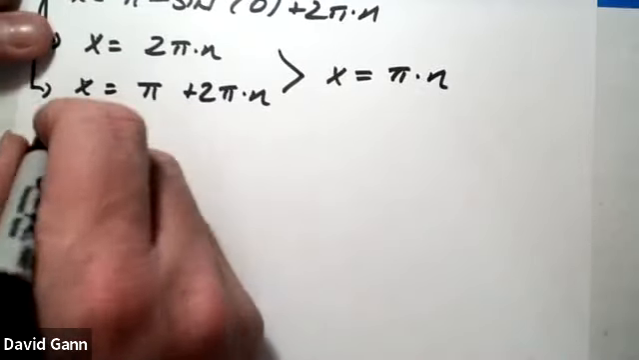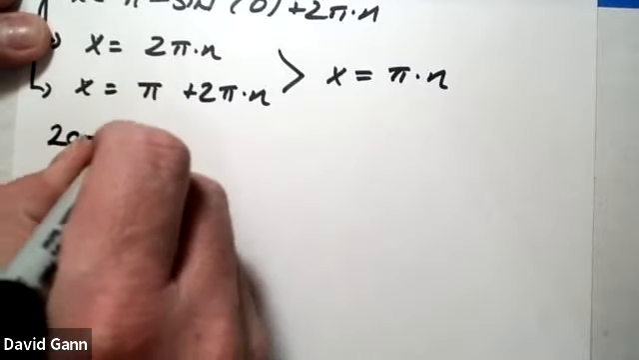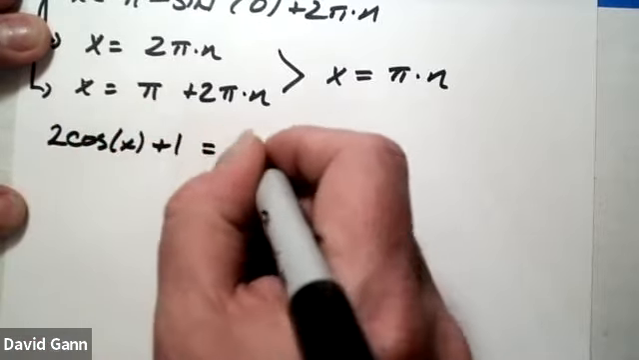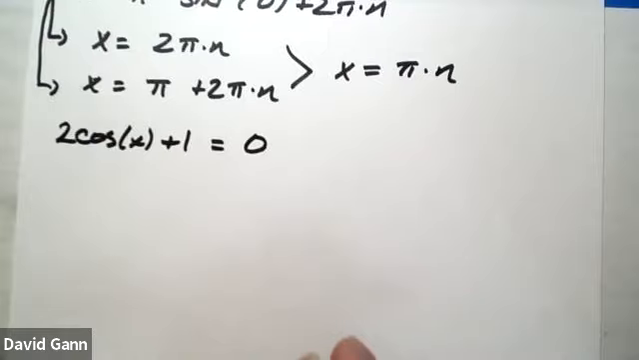For the cosine branch, we have 2 cosine of x plus 1 equal to 0. And we talked about how to solve these sorts of problems.